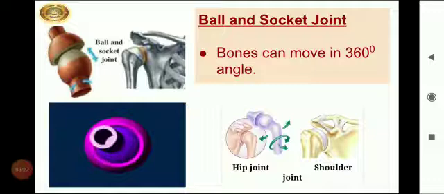Next is the ball and socket joint. In this type of joint, the ball-like surface of one bone fits into a cup-like hollow in the other. The bones can move in two or more directions in a 360-degree angle, as you can see in the picture, the moving part. Examples of ball and socket joints are the shoulder and hip joints in the body.